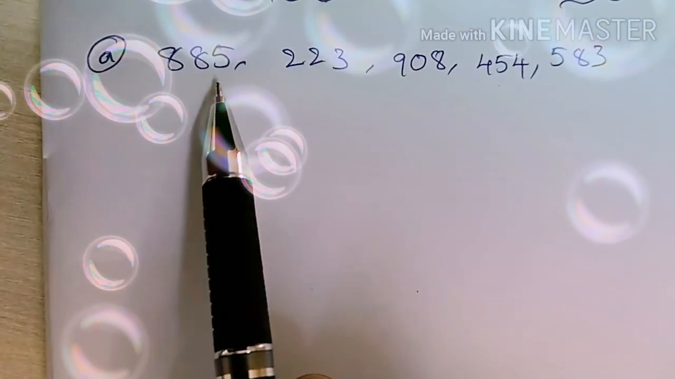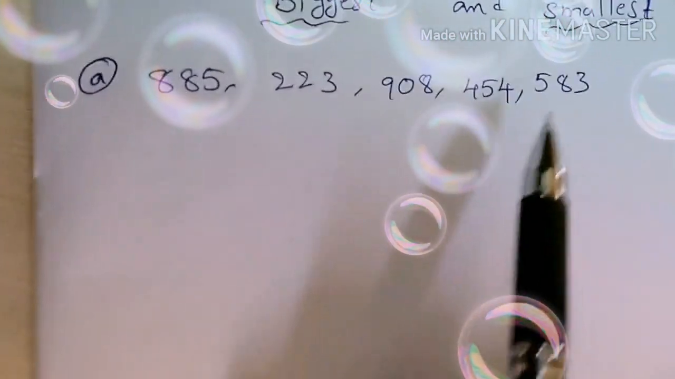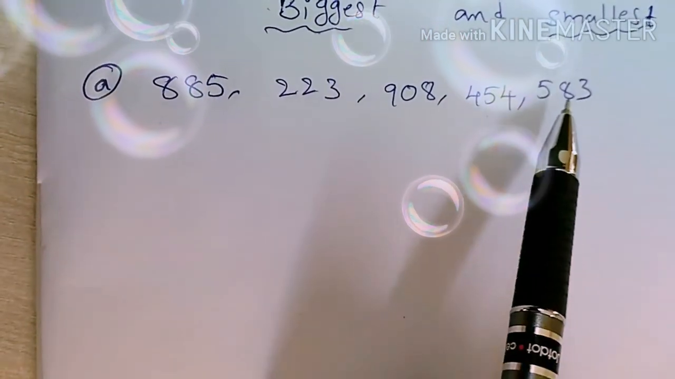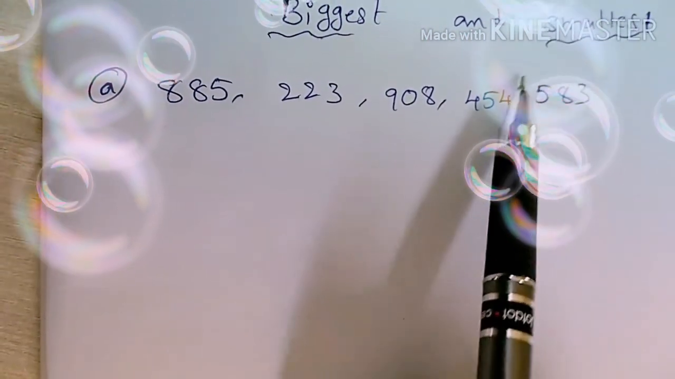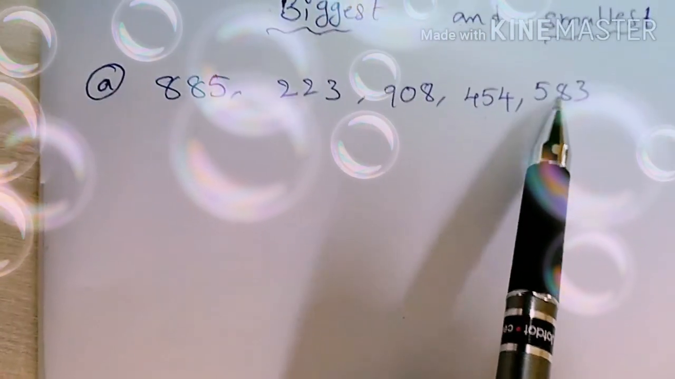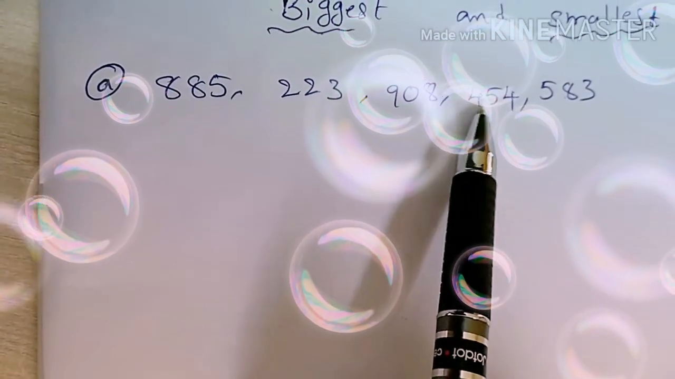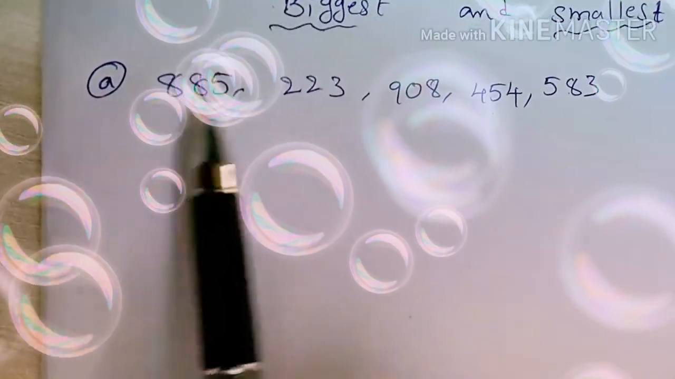So first you have to identify the biggest number. How to identify the biggest number? Here in the number, what is the highest place value? We have to identify that one. So here ones, tens, hundreds, all numbers are having hundreds place value.